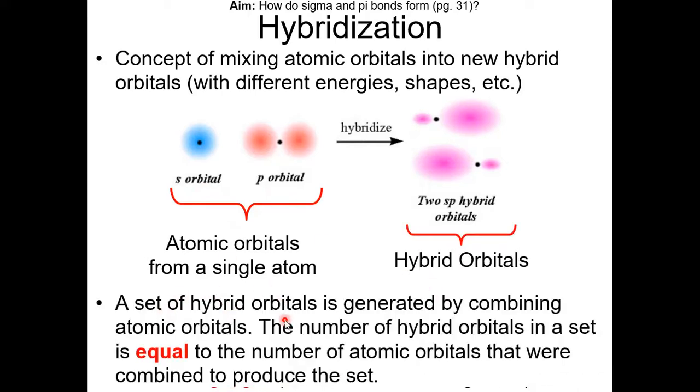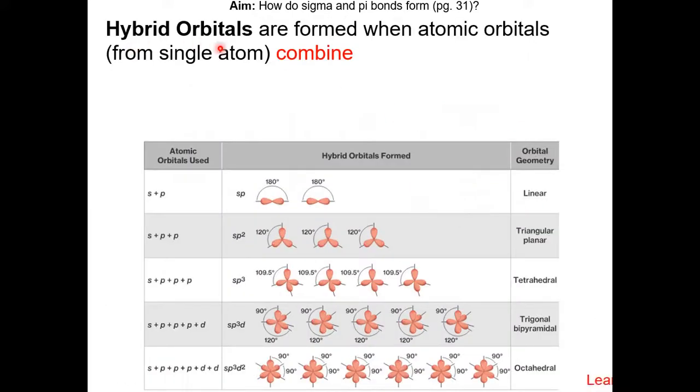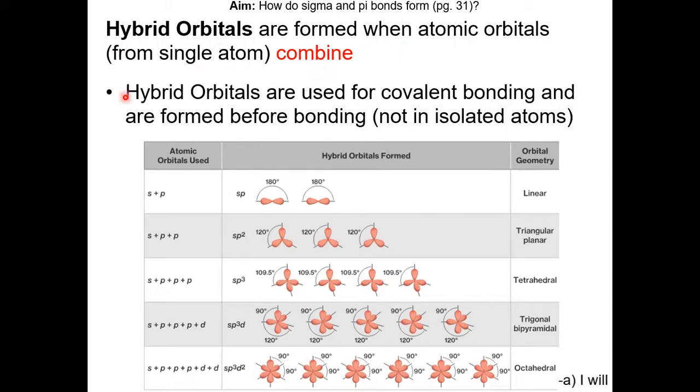A set of hybrid orbitals is generated by combining atomic orbitals. The number of hybrid orbitals in a set is equal to the number of atomic orbitals that were combined to produce the set. For example, here we have two atomic orbitals hybridized to form two hybrid orbitals. Hybrid orbitals are formed when atomic orbitals from a single atom combine. Hybrid orbitals are used for covalent bonding and are formed before bonding. They're not formed in isolated atoms.